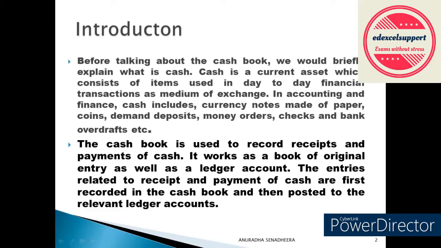The cash book is used to record receipts and payments of cash. All payments made by you and receipts will be recorded. When we consider a business also, we need to record cash receipts and cash payments. So it works as a book of original entry as well as a ledger. It's very important to remember the cash book works as a ledger account as well as a book of original entry, or prime entry. The entries related to receipts and payments of cash are first recorded in the cash book and then posted to the relevant ledger accounts.